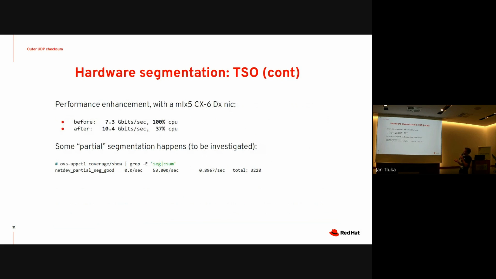And what is nice is that we can reduce a lot of the consumption of cycles. So with this, there is no more, well, a little bit of partial segmentation. But overall, we went from 6 something to 10.4 gigabits for almost a third of the CPU. I just forgot to mention, all those numbers were done with only one PMD thread. So it's supposed to scale if you put more CPU.